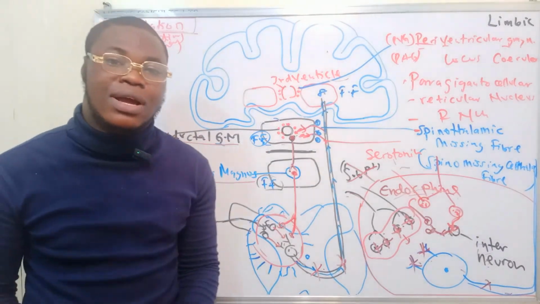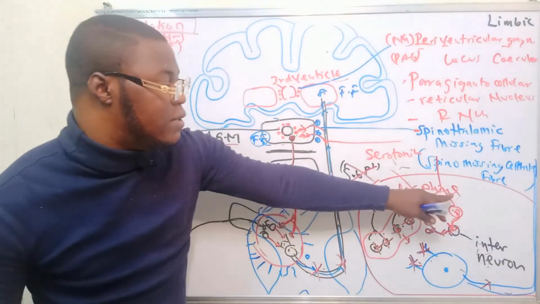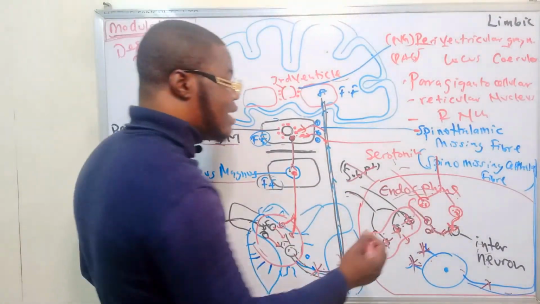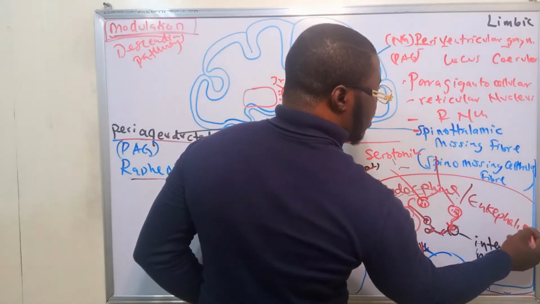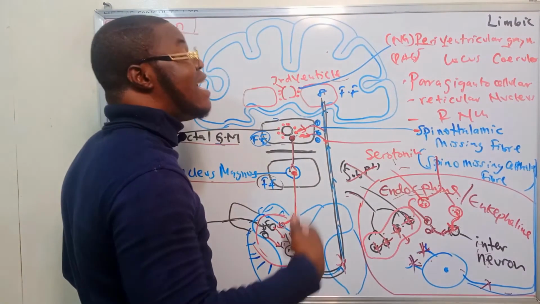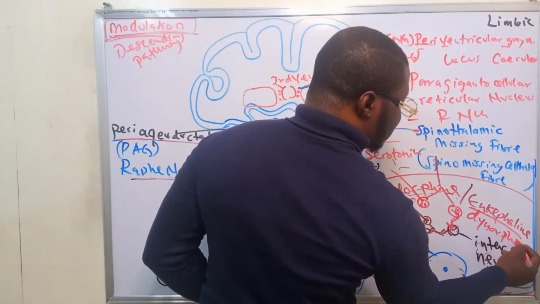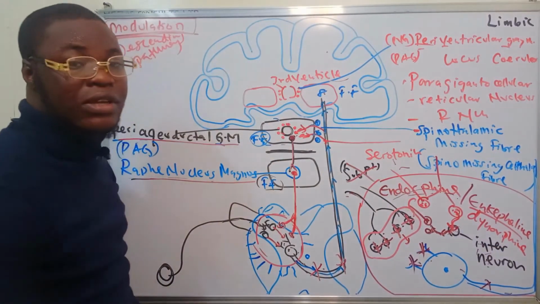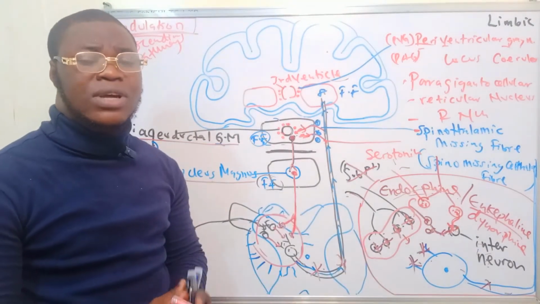As simple as that. And now, let me clear something. Apart from endorphin, this interneuron can also release things like enkephalin. And apart from enkephalin, it can also release dynorphin. But the point is, they are all giving the same effects. They stop the production of substance P. As simple as that.